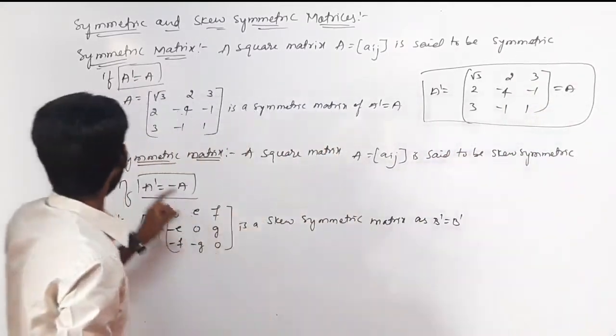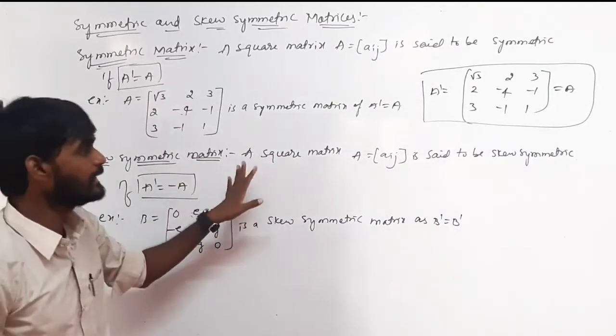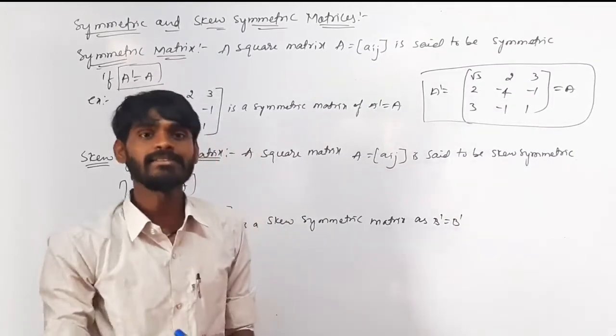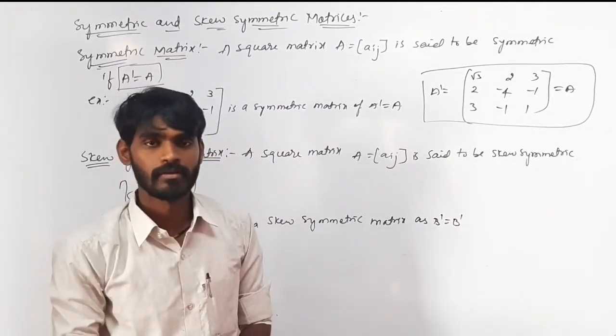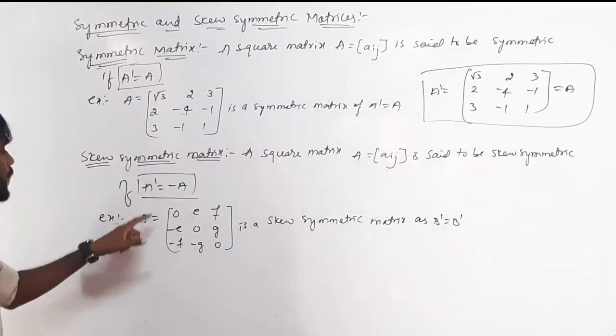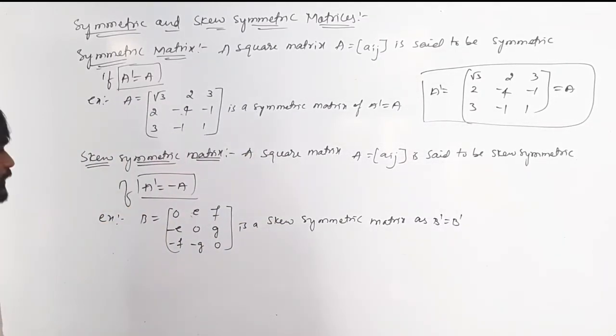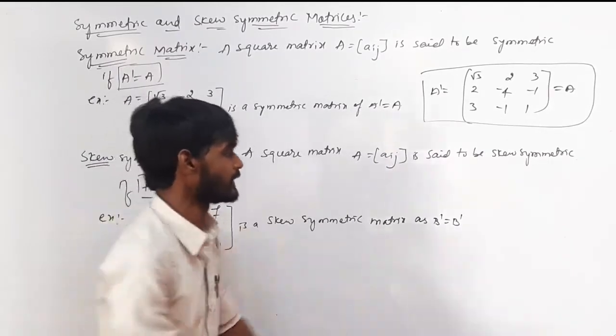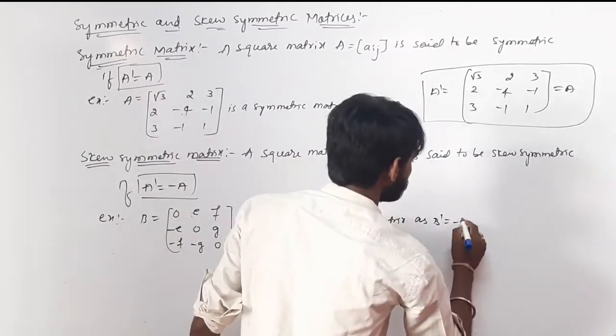Same thing in a skew symmetric matrix. A square matrix A is said to be a skew symmetric matrix if A dash is equal to minus A. Look here, suppose B is a matrix. So B is a skew symmetric matrix, that is B dash is equal to minus B.